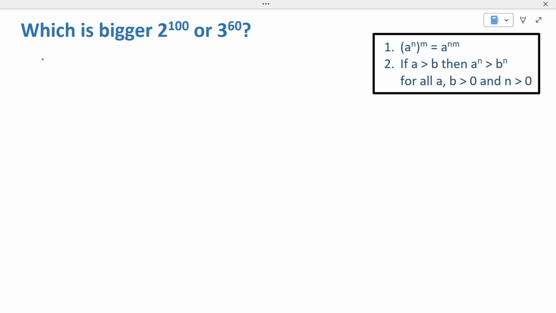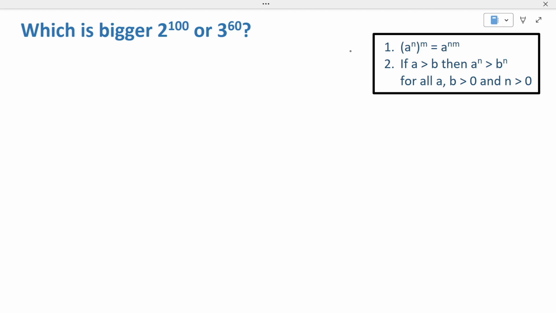The first thing to notice is that the exponents in the two expressions are 100 and 60, which both have a common factor of 20, and we'll make good use of this. We'll use property 1, which states that a to the power of n, all raised to the power of m, is equal to a to the power of n times m.